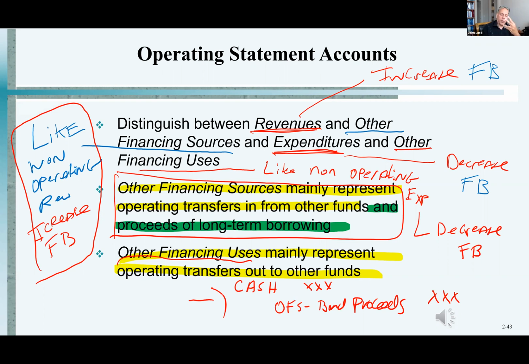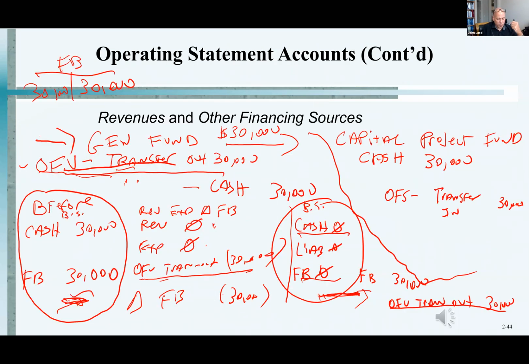Okay. For our other financing uses, that decreases fund balance. It's like a non-operating expense, but I don't call it that. I call it other financing use. And there's only one, the transfer out. It decreases fund balance, like we saw in the example here when we were doing it for the general fund.